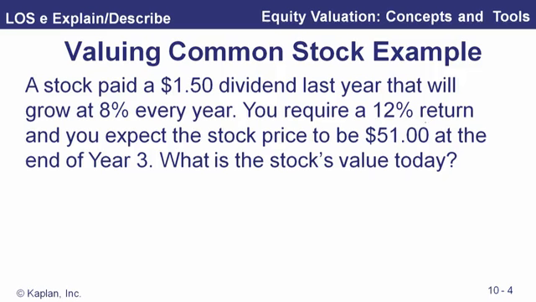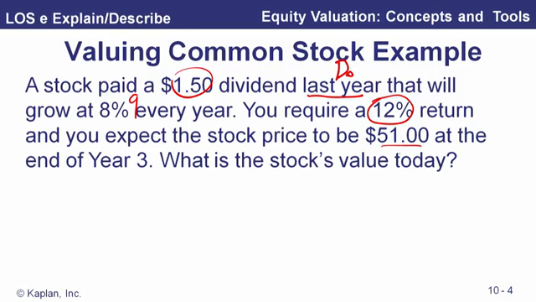So let's look at valuing a common stock with some numbers here. A stock paid a $1.50 dividend last year. So that's D0 in our notation. And it will grow at 8% every year. Well, that's our g, our growth rate. You require a 12% return. That's our required return on this equity, so we're going to use that as our discount rate. And we expect the stock price to be $51 at the end of year 3. So what's the stock value today?